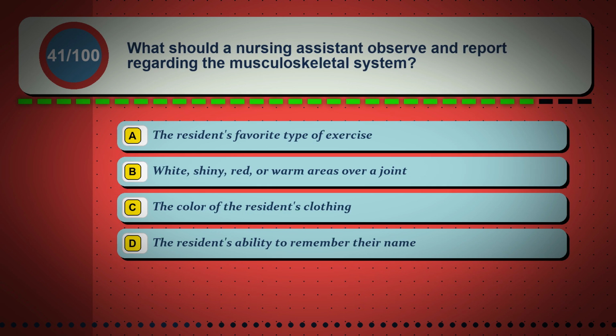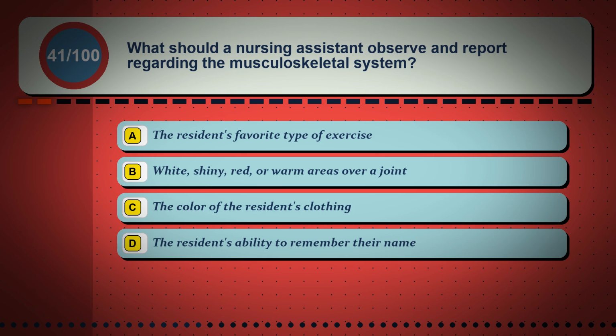Question 41. What should a nursing assistant observe and report regarding the musculoskeletal system? Option A, the resident's favorite type of exercise. Option B, white, shiny, red, or warm areas over a joint. Option C, the color of the resident's clothing. Option D, the resident's ability to remember their name.